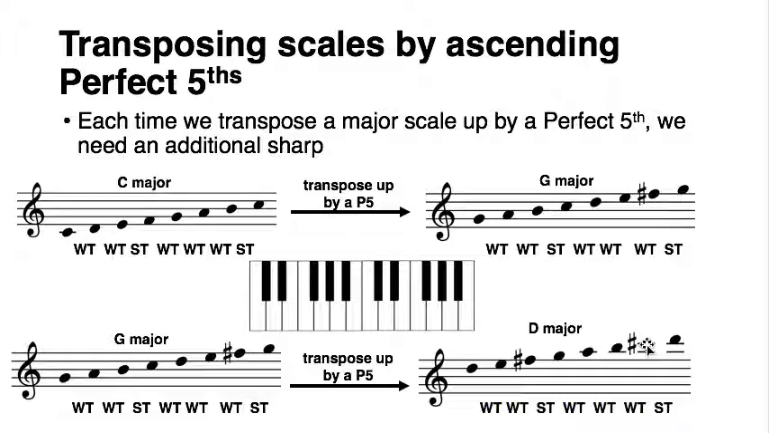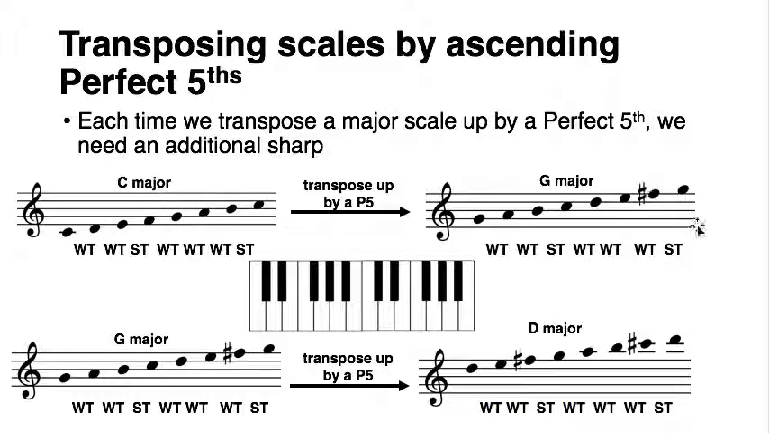Right? It sounds basically the same. They're the same intervals, but starting a perfect fifth higher. So C major uses no accidentals, G major uses 1 accidental, F sharp, and D major uses 2 accidentals, F sharp and C sharp. Can you already see a pattern emerging?